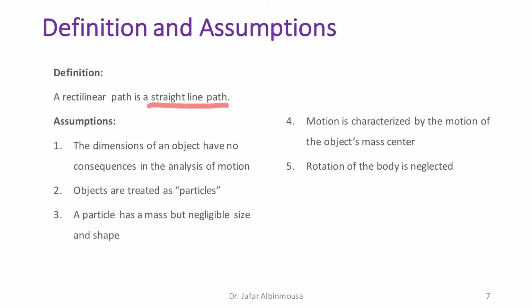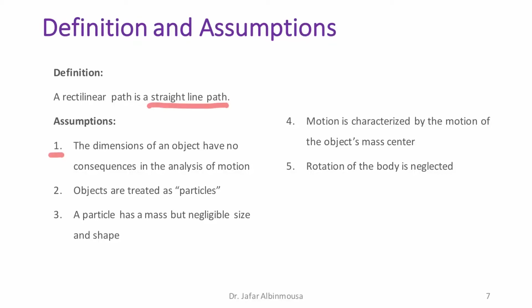And what is really important here is the assumptions that follow. Assumption number one is that the dimensions of an object have no consequences in the analysis of the motion, which means we don't care if we are studying a rocket or a ball. It doesn't matter. Both are the same.